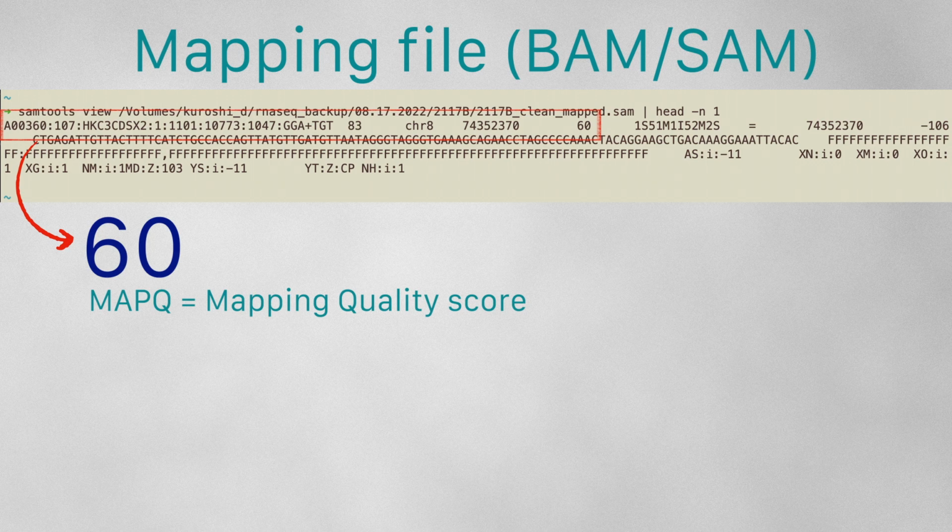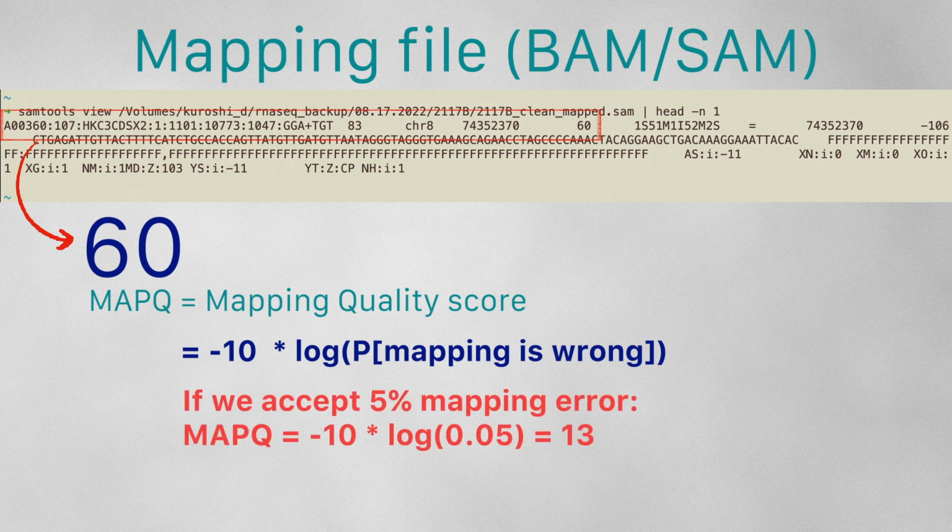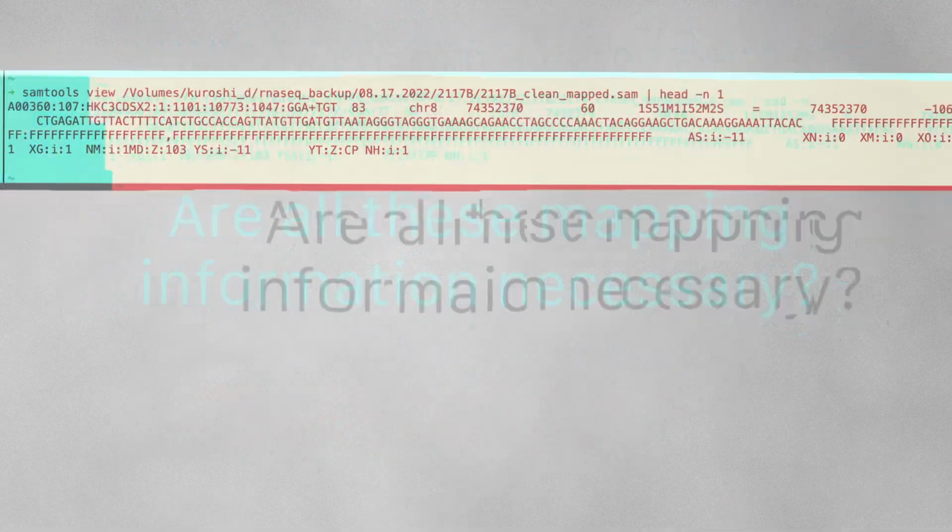Now, MapQ is actually computed as -10 times the log base 10 of the probability that a given mapping is wrong. So if we accept an error of 5%, for example, we should set the threshold for MapQ in our counting to be greater than 13.